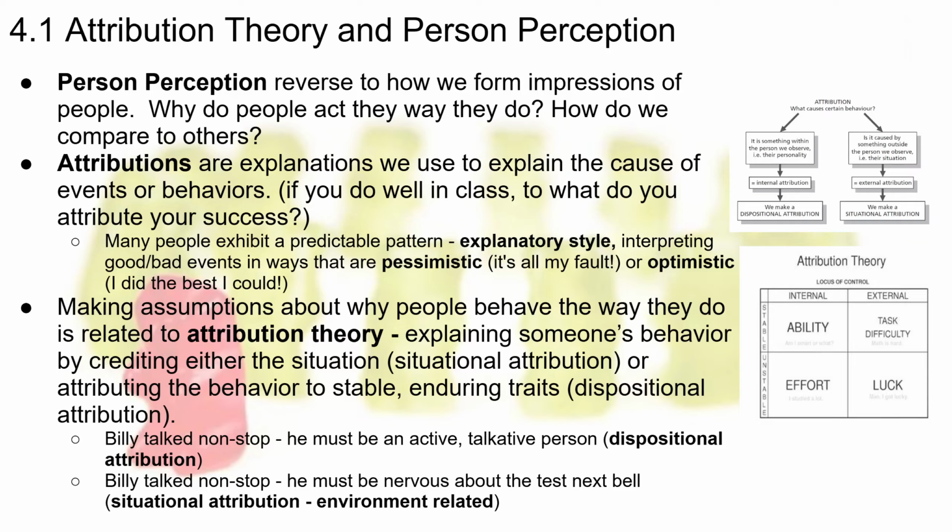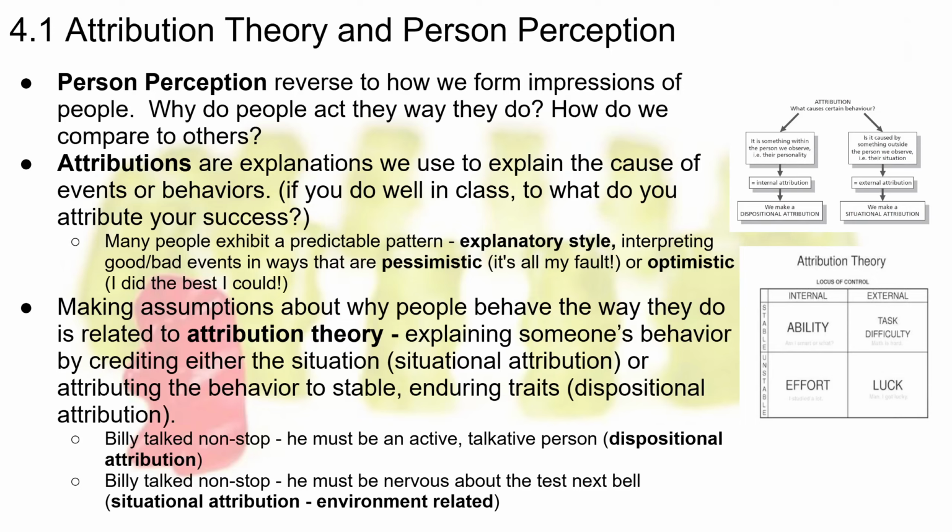Let's make a dispositional attribution. If you made a dispositional attribution, you would say Billy is talking nonstop because he must be an active, talkative person. That's a part of his personality. That's who he is. So that's dispositional. If you say Billy is talking nonstop, he must be nervous about the test next bell, that is a situational attribution, because you're saying he's nervous because of the environment he's in. He's worried about what's coming up next.